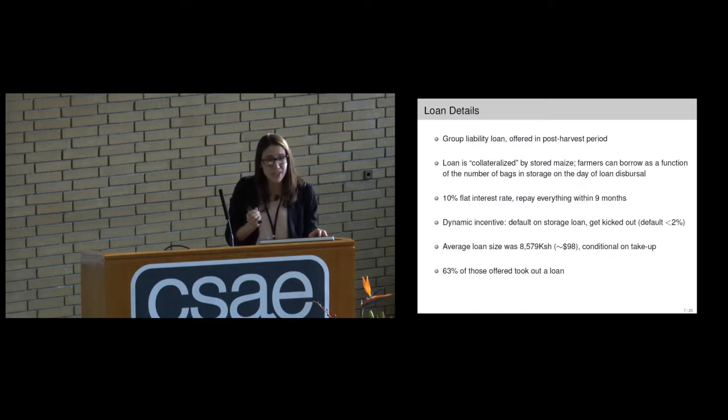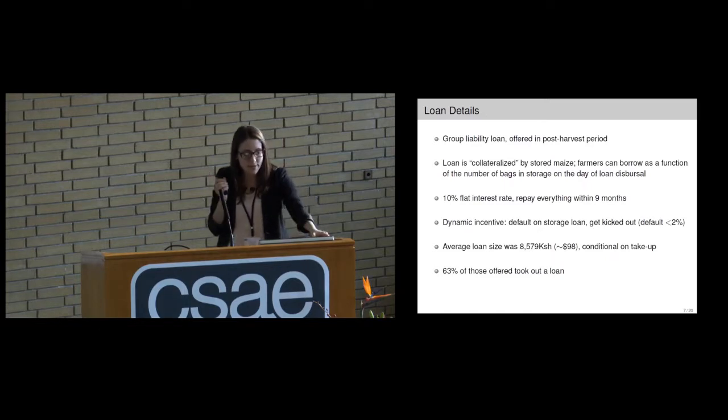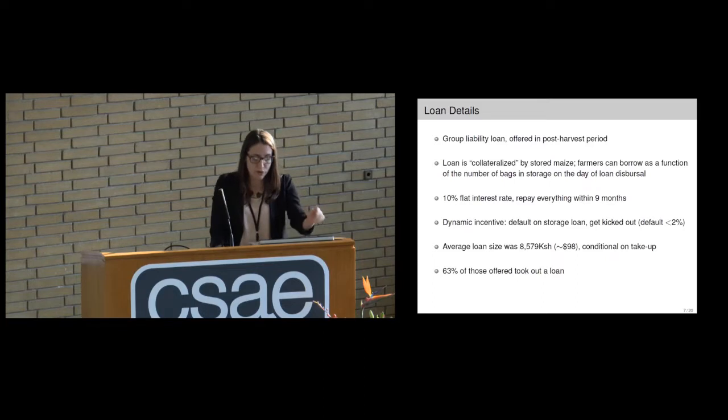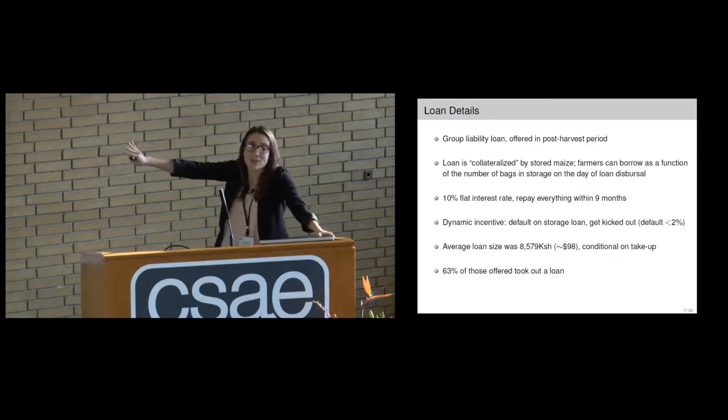The terms are pretty good. The loan carries a 10% flat interest rate. And it's very flexible repayment. The only rule is that farmers have to repay everything within 9 months. Like most microfinance groups, there's this dynamic incentive where if you default on the loan, you get kicked out of One Acre Fund in the future. In practice, default is pretty low, fewer than 2% of farmers default. And the average loan size, as I mentioned, was about $100 for those who took it up. And take-up is high, so 63% of those who were offered this loan choose to take it up.